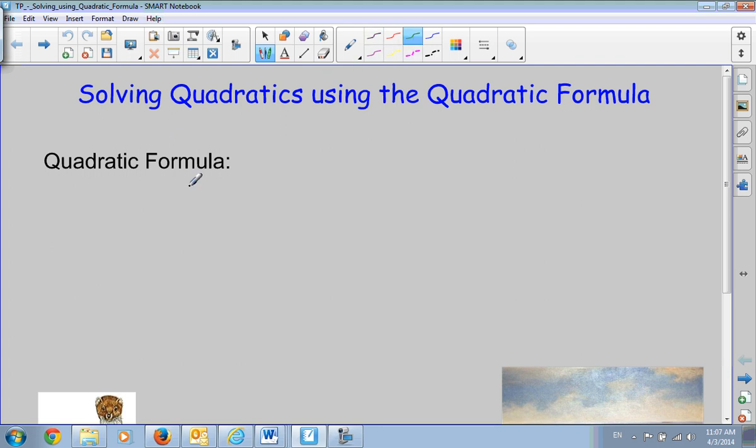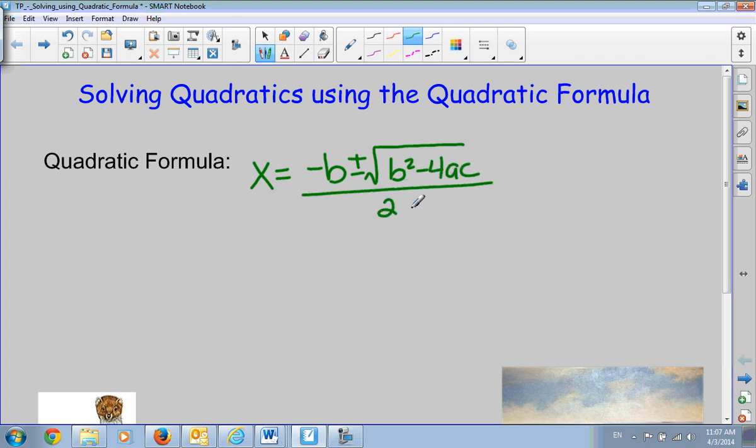Okay, let me write it down first, and then we'll sing it, okay? I can't slow down my singing and writing at the same time. It's hard. Okay, so there it is, the quadratic formula. Ready? X equals negative b plus or minus the square root of b squared minus 4ac all over 2a.